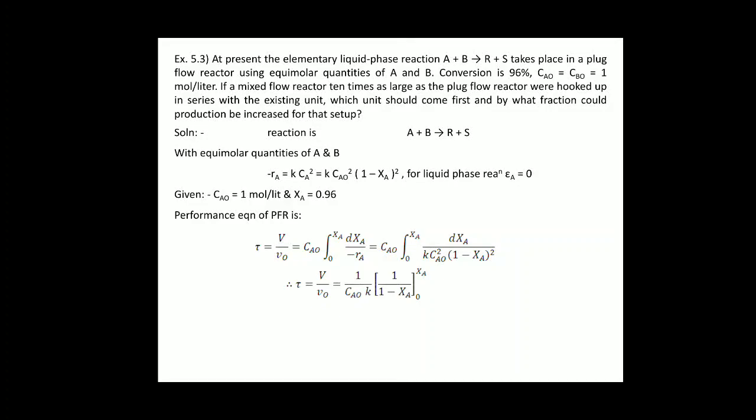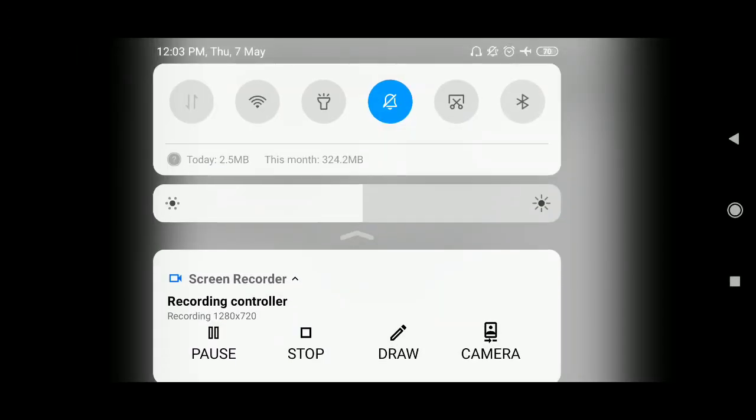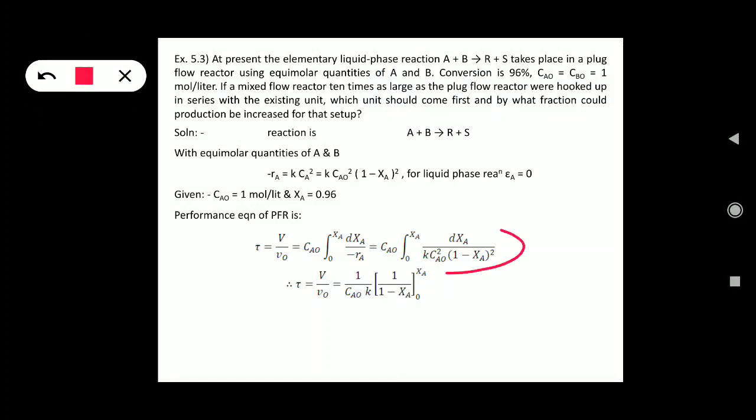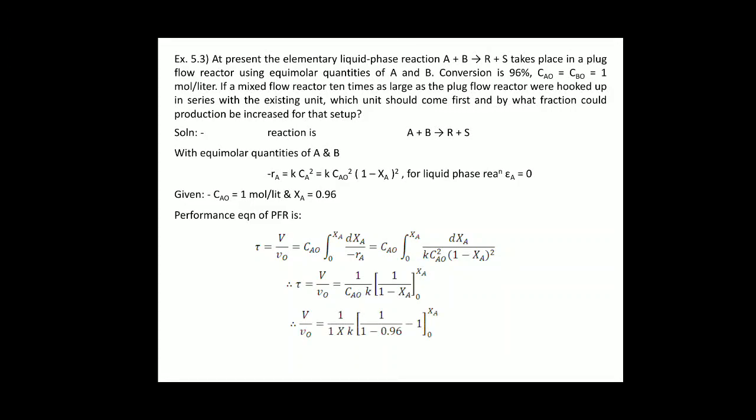If you simplify these integrations, we will get tau is equal to 1 by CA0 K times XA upon 1 minus XA, with respect to the interval 0 to XA. Simplifying further, you will get this, and here I have substituted the value of XA is equal to 0.96. If you substitute that, you will get the value of V. Here V is the volume of the plug flow reactor, that is 24 V naught by K. So this is the volume of the plug flow reactor we are going to get.